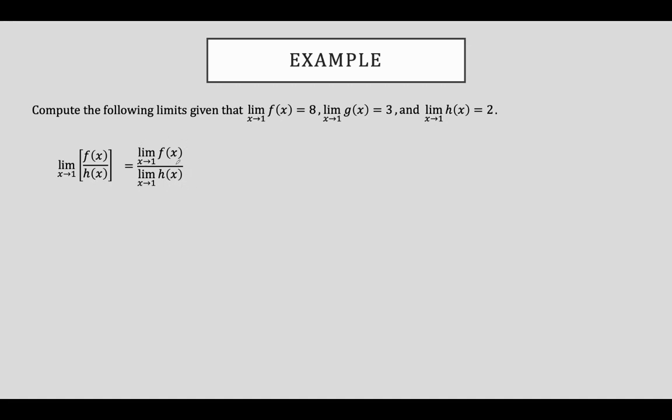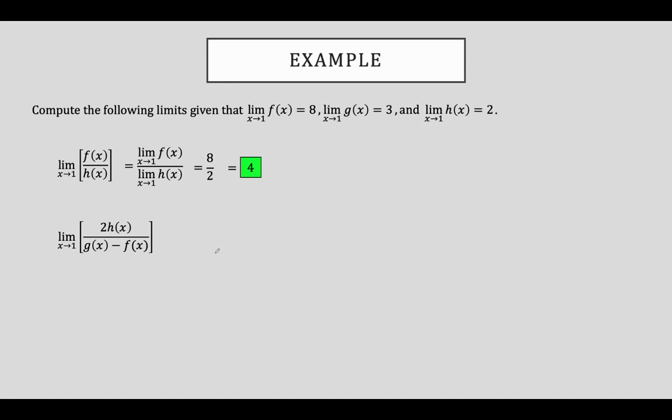And this is good because we actually know each of these quantities. These are given values. The limit of f of x as x approaches 1 is 8. The limit of h of x as x approaches 1 is 2. Therefore, we have 8 divided by 2, which is equal to 4. Let's look at another one. The limit as x approaches 1 of 2 times h of x, notice that's a constant multiple, divided by g of x minus f of x.